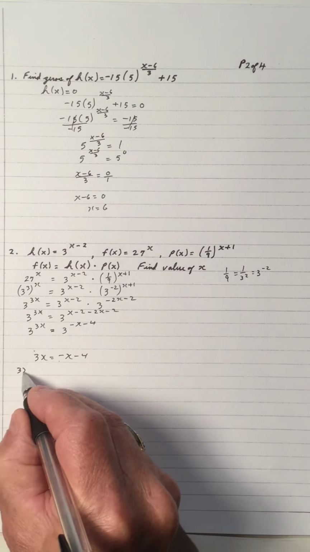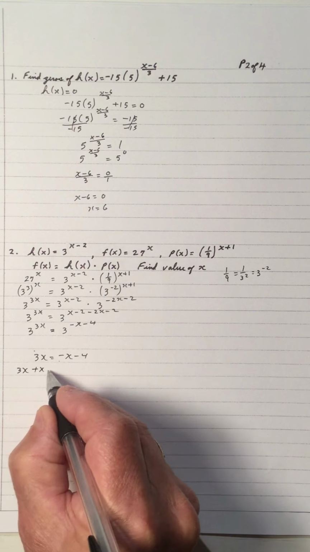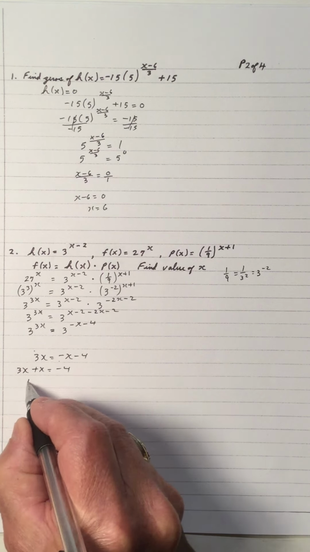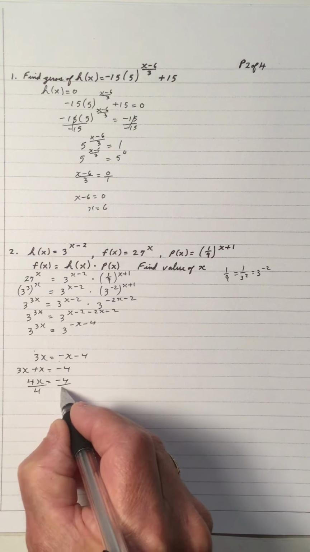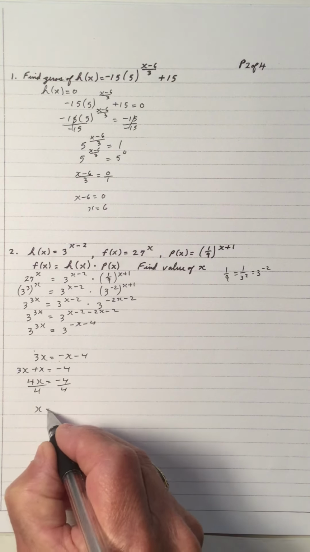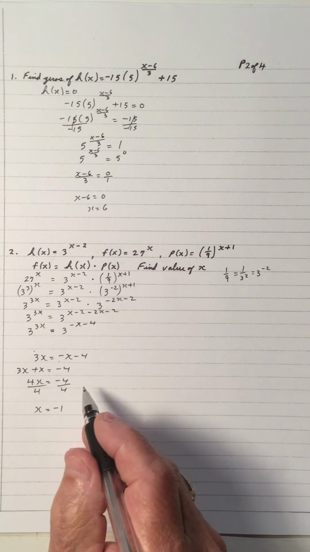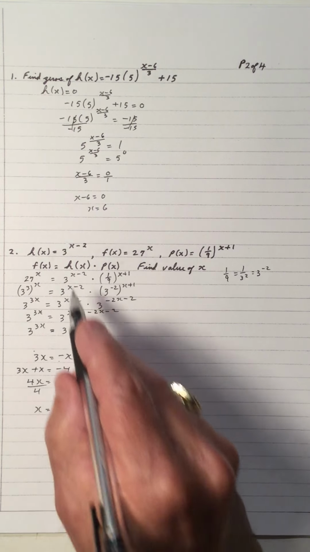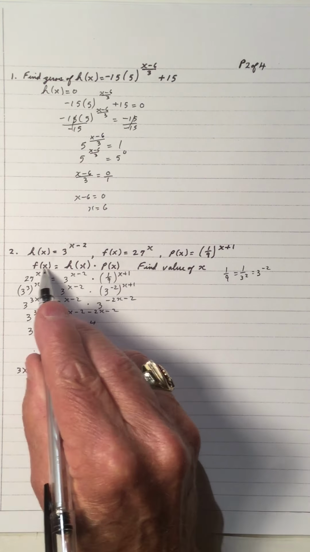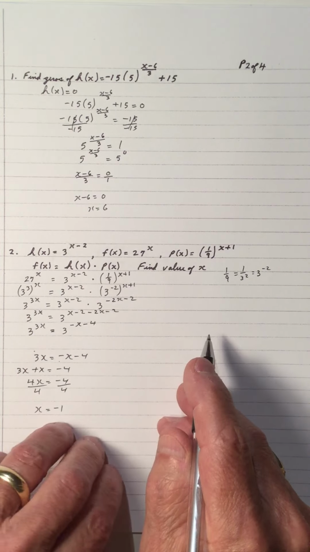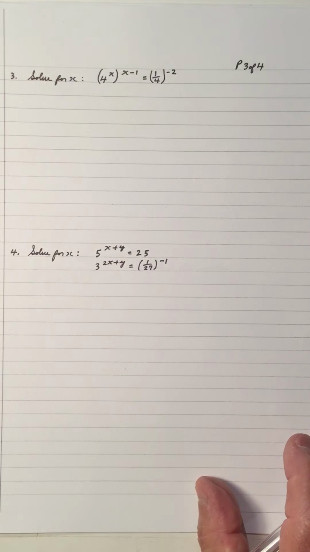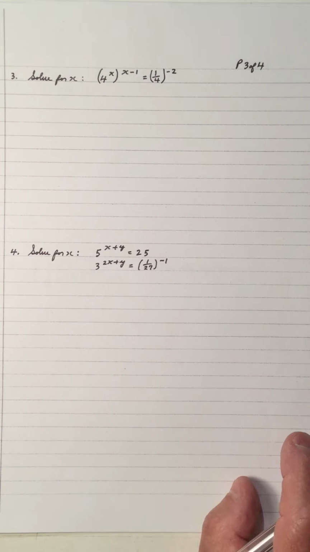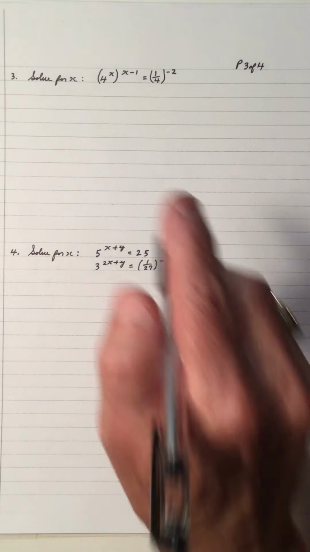We move the variables to the left side and make the x positive. Add, we get 4x equals negative 4. Divide by 4, and we get x equals negative 1. So when you have x equals negative 1, this expression will be true. Again, just a review of the exponential rules and solving exponential equations, at the end of the unit.